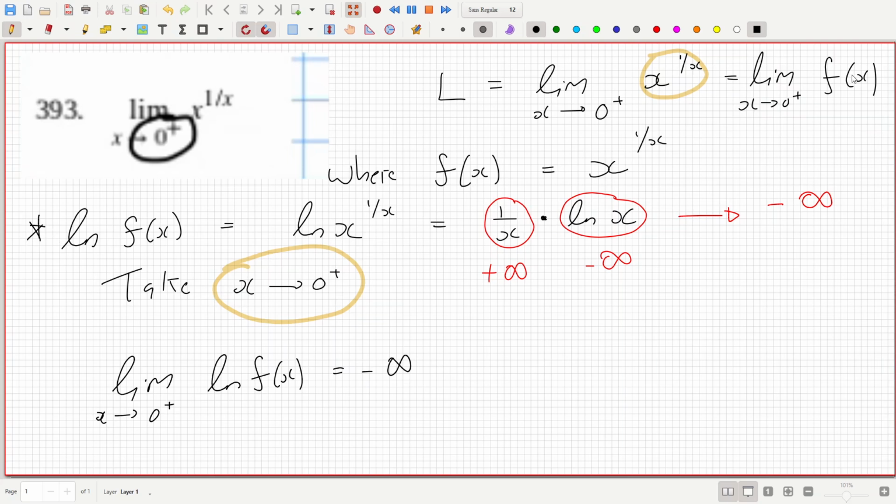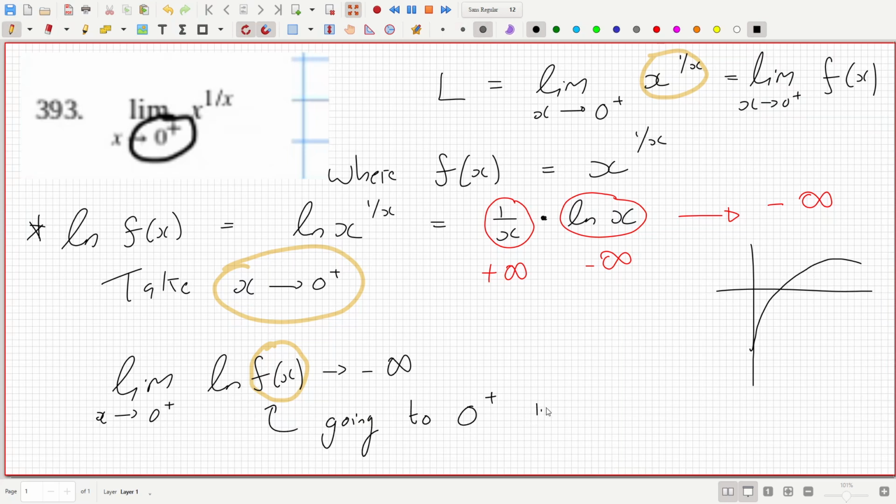Now, how does that get us the limit that we want without the log? Well, the only way a log could be going towards negative infinity is if this piece here is going to positive 0. This can only go to negative infinity if this is going to a positive 0. So that means then f of x must be going to 0, but from the right. So in other words, going to 0. So the limit would be 0. So that would be L.